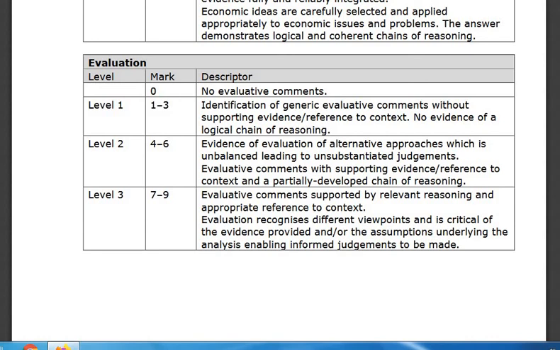evaluative comments supported by relevant reasoning and appropriate reference to context. Evaluation recognises different viewpoints and is critical of the evidence provided and all the assumptions underlying the analysis, enabling informed judgments to be made. So here what we're saying is that towards the end of the answer, you really need to come down on one side of the argument or not to make a final informed judgment. That's really, really important. If you don't make that final informed judgment, you can't get into level 3.